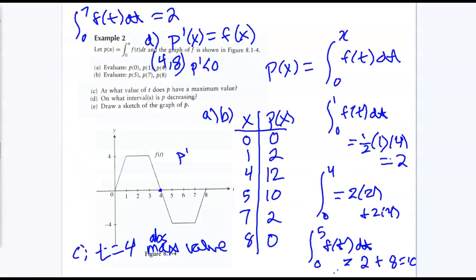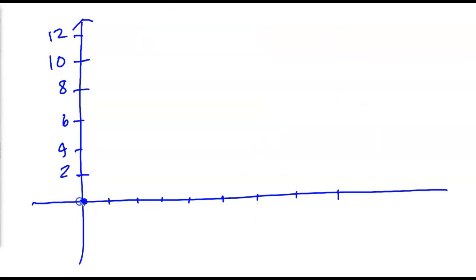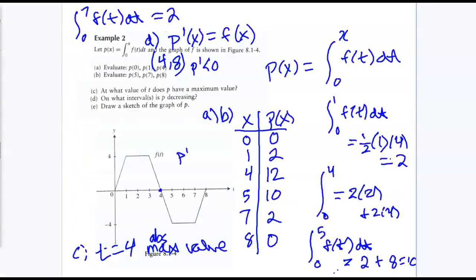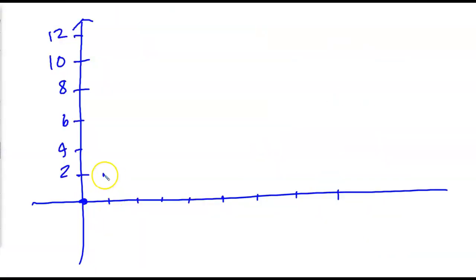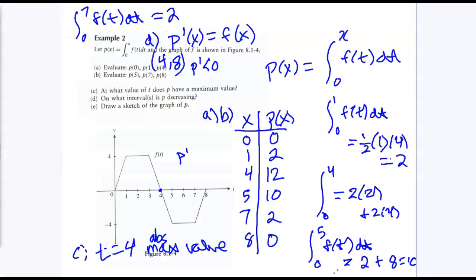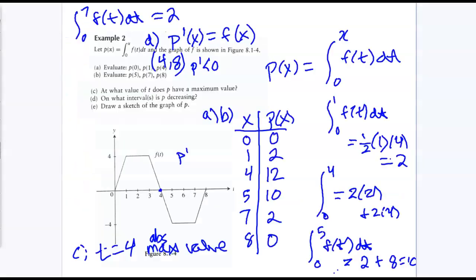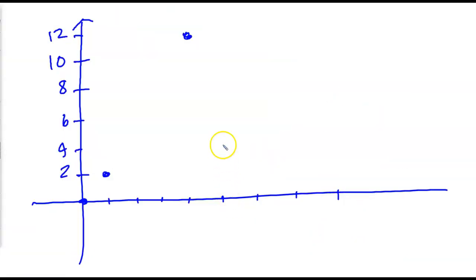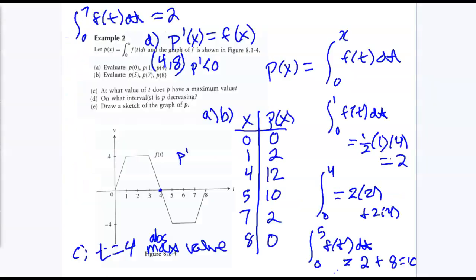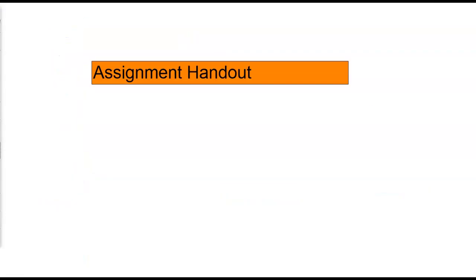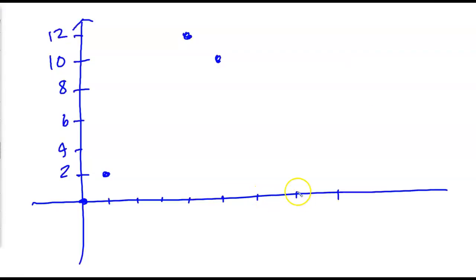Okay, so we know right away that at 0 it's 0. So we'll plot that point. At 1 it is 2. At 4 it was 12. At 5 it was down to 10. At 7 it was down to 2, and at 8 it was 0.